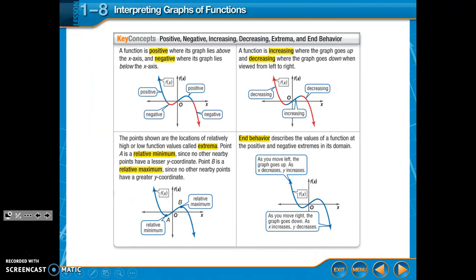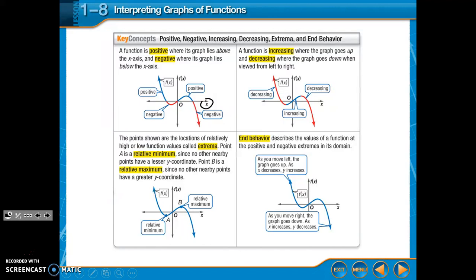Okay, we want to be able to talk about positive, negative, increasing, decreasing, extrema, and end behavior. A function is positive where its graph lies above the x-axis, and negative where its graph lies below the x-axis. So here, the blue represents positive because it's above the x-axis, and red represents negative because it's below the x-axis. So above, positive; below, negative.